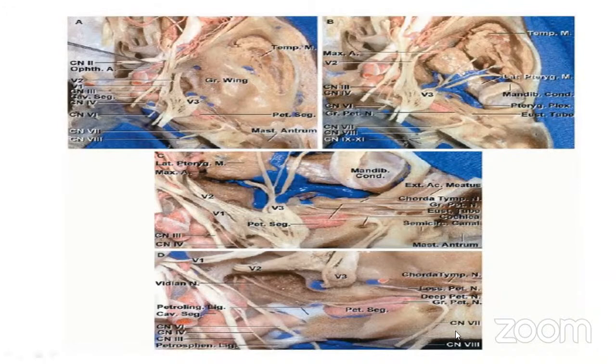Here would be the geniculate ganglion, from which the greater petrosal nerve is arising, and at this region of the foramen lacerum, it is joined by the deep petrosal nerve to form the Vidian nerve, which will eventually be opening via the Vidian canal into the pterygopalatine fossa.